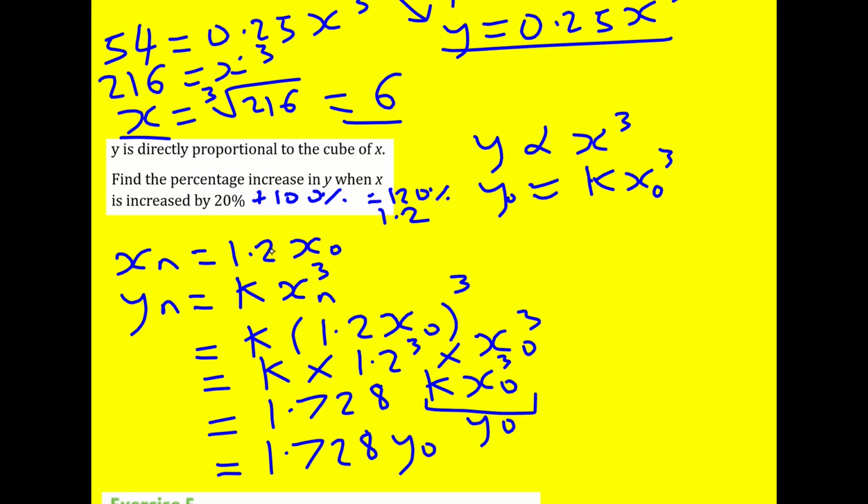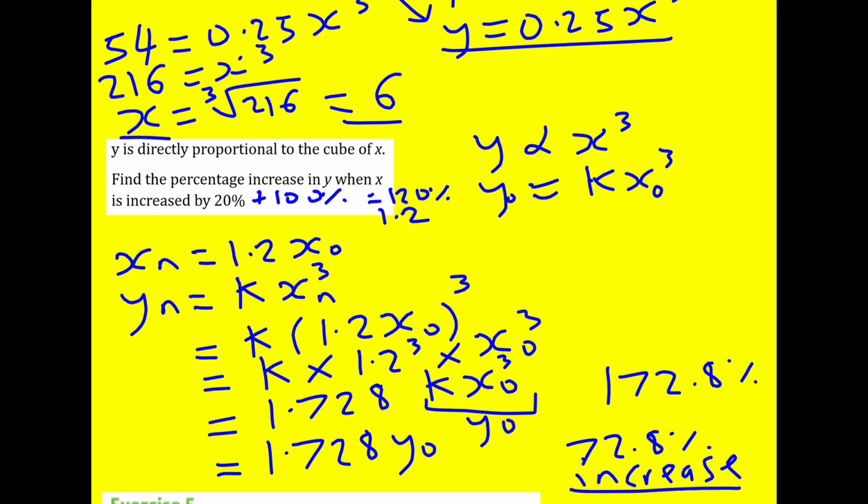This means a 20% increase. What does this mean? Well, if my multiplier is 1.728, that means I've got 172.8%. And so I have a 72.8% increase. That is my answer. Now, I would strongly recommend you show your working like this really carefully.